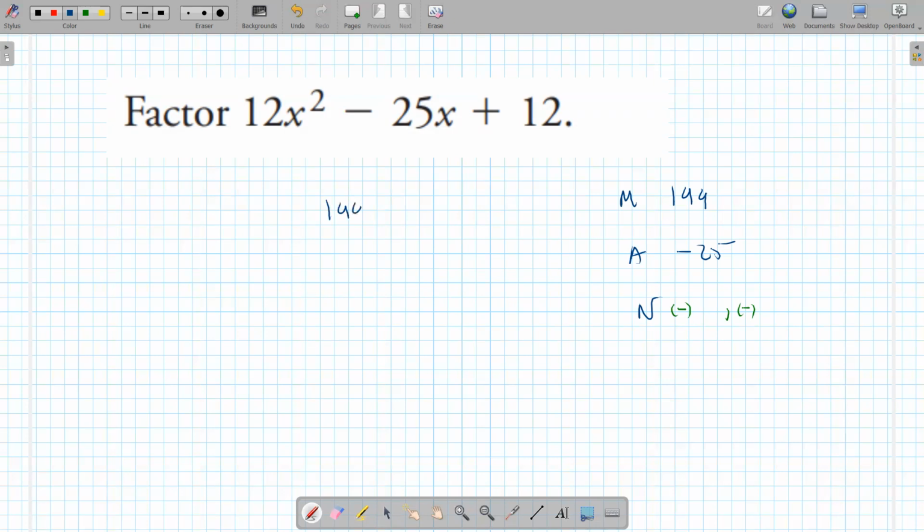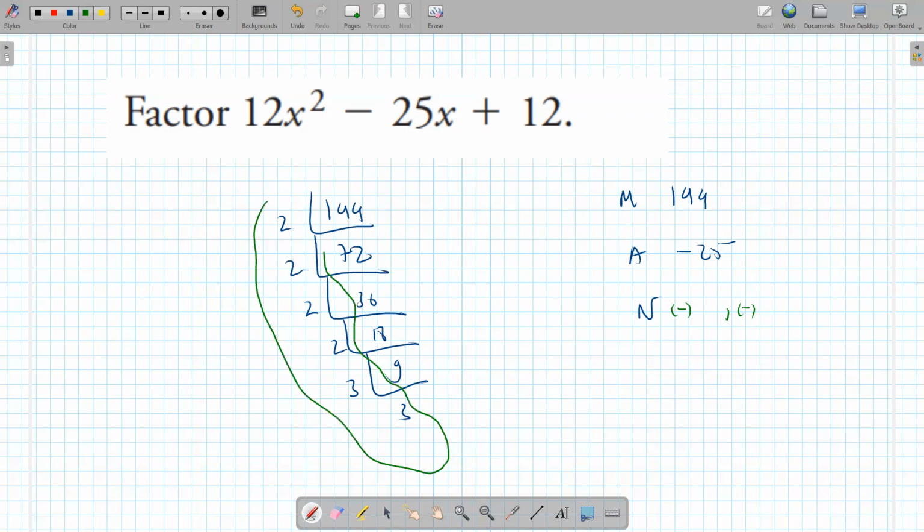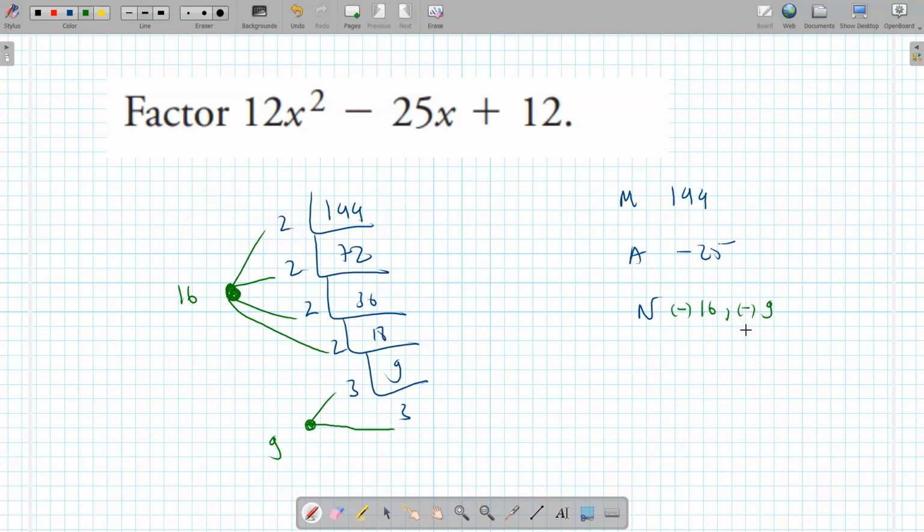This one's a little bit tricky unless you know your tables. 2 times 72, 3 times 36, 2 times 18, 2 times 9, 3 times 3. It's going to be some combination of these factors. Let me just guess here. It's going to be 16, and 1, 2, 3. I'm just going to pair these up. So that multiplies to 16, and that multiplies to 9, right? Does that work? For this question, yes, it does. So there you go: negative 16 and negative 9.